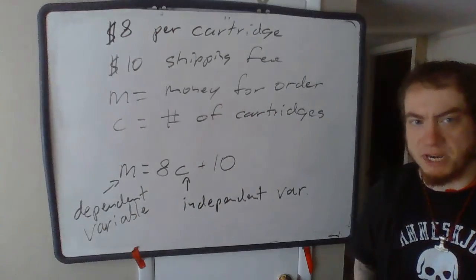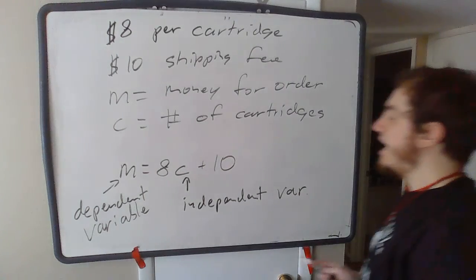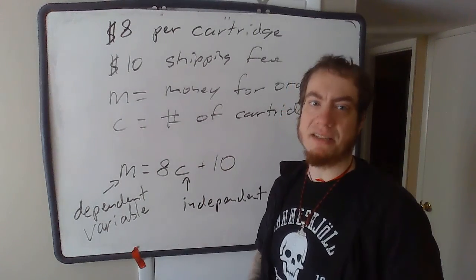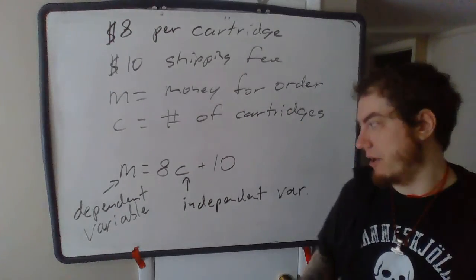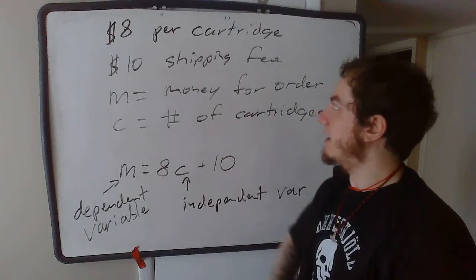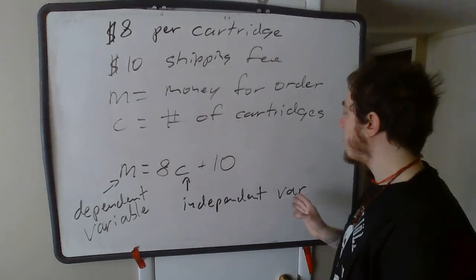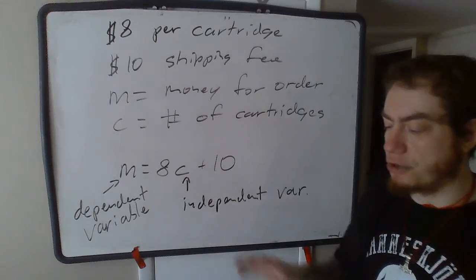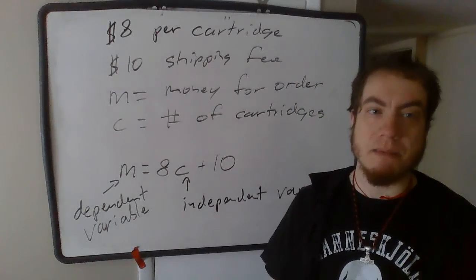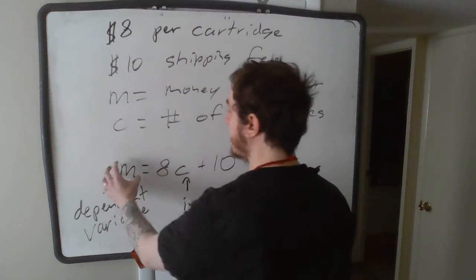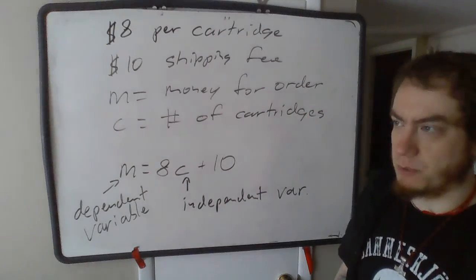So what is the difference between an independent and a dependent variable? Well, the independent variable is, there are two different ways you can think about it. One is, this is the thing that we pick. How many cartridges do we want? In some situations, the independent variable is the one that we can directly control. And the thing that comes out of it is going to be the dependent variable. In other words, the amount of money we spend depends upon the number of cartridges we buy.